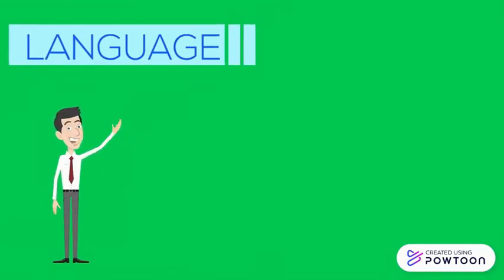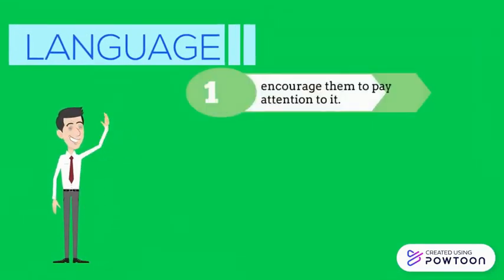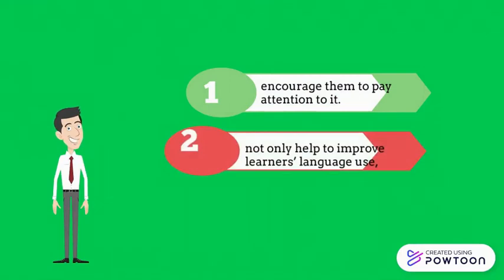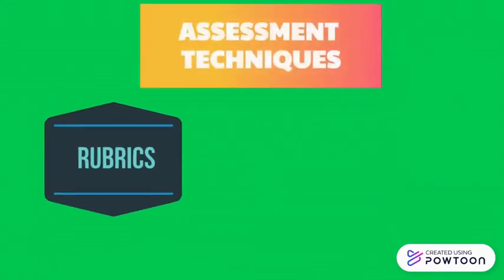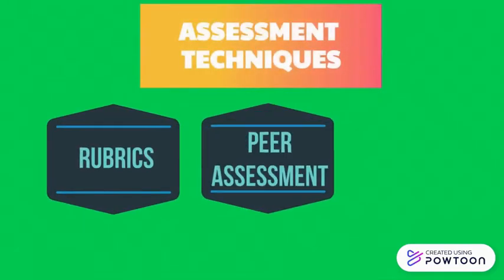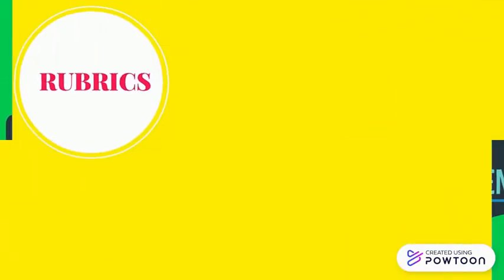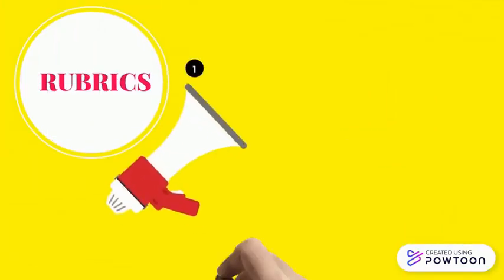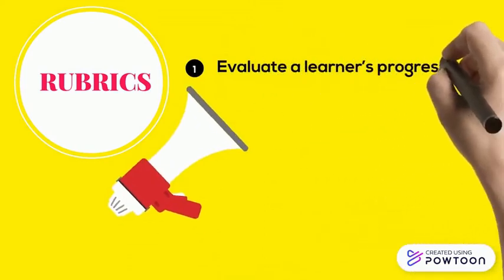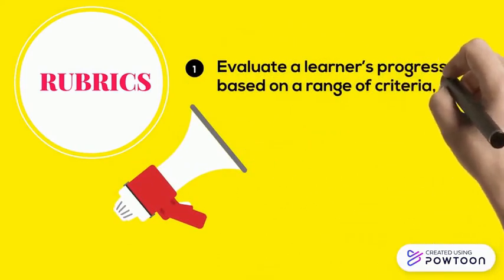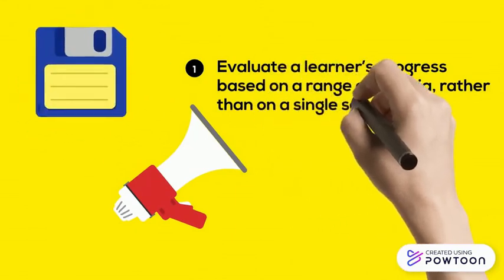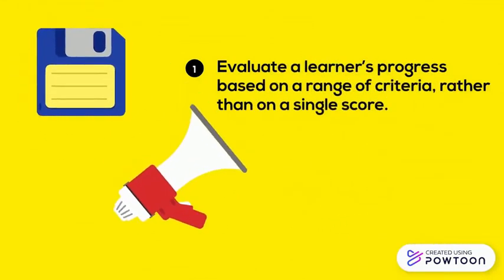And why should we assess language? First of all, because it encourages them to pay attention to it, and then it not only helps to improve learners' language use. Some assessment techniques are rubrics, peer assessment, and self-assessment. The fact that a range of criteria can be incorporated into a rubric makes it a very useful tool for CLIL teachers because it can make the assessment of subject and language more visible to everyone.